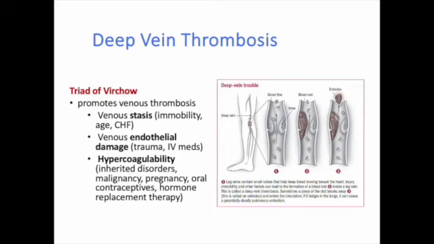Deep vein thrombosis occurs in our patients who have overall venous stasis, and this is going to be at a higher risk for patients that are immobile, they're older, and particularly if they have left heart failure. Patients with spinal cord injury, any damage to the venous walls like trauma or intravenous medications, they're going to be at higher risk for DVT.